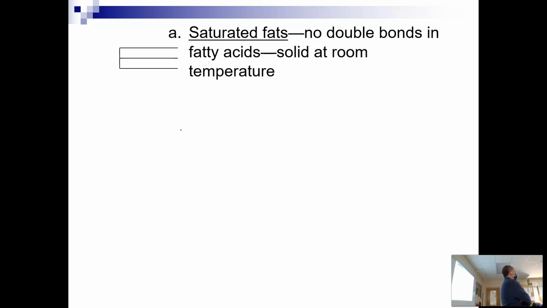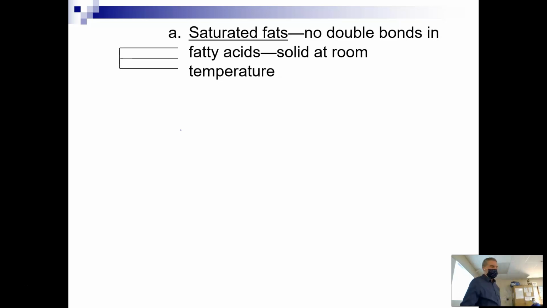Things like butter, bacon fat, once it cools in the pan, you've noticed it solidifies, right? Lard, which you probably haven't had much contact with. People used to cook with it all the time. The stuff on the edge of your steak, they're all solid. They also tend to all come from animals as opposed to plants.